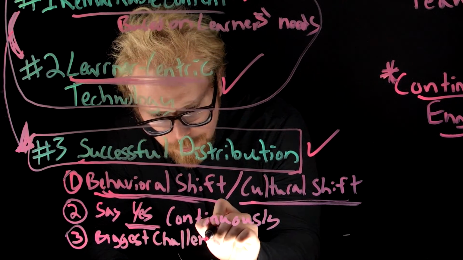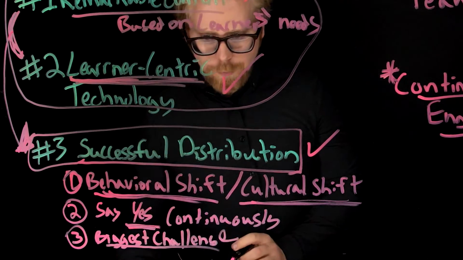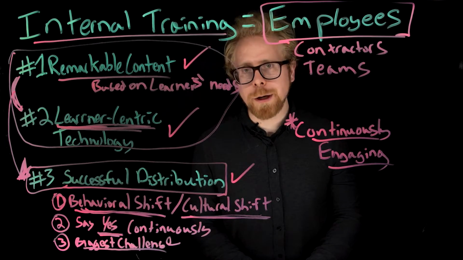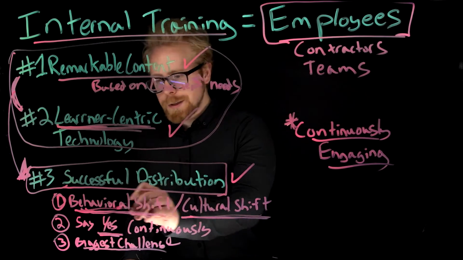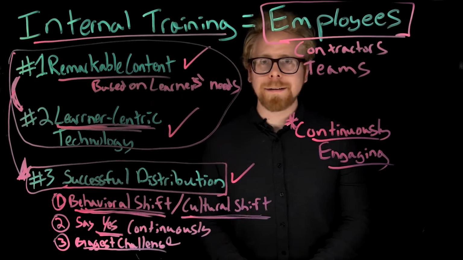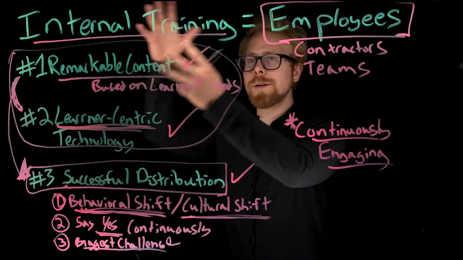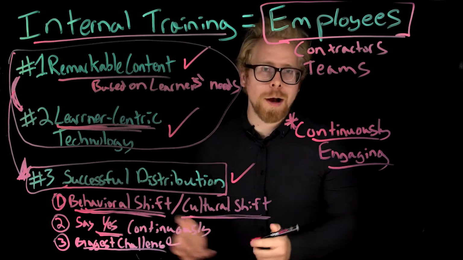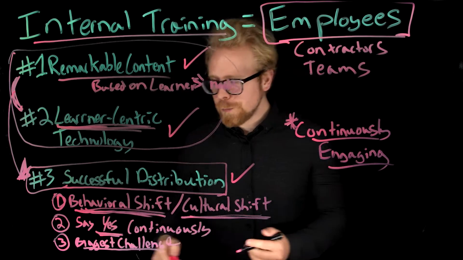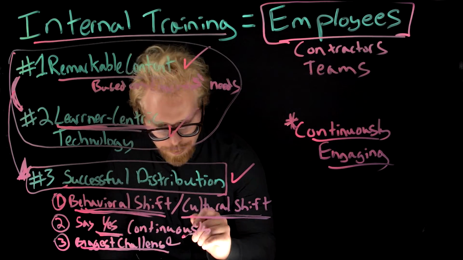And really, by keeping these 3 things in mind, you will successfully distribute your internal training program, focusing on creating a behavioral shift, making sure that they're saying yes continuously. They don't need to say yes for everything. That's why you don't need to build the entire program that solves all the problems in the world for your employees and then launch it. No, solve one problem. Solve the biggest challenge. Just solve it.